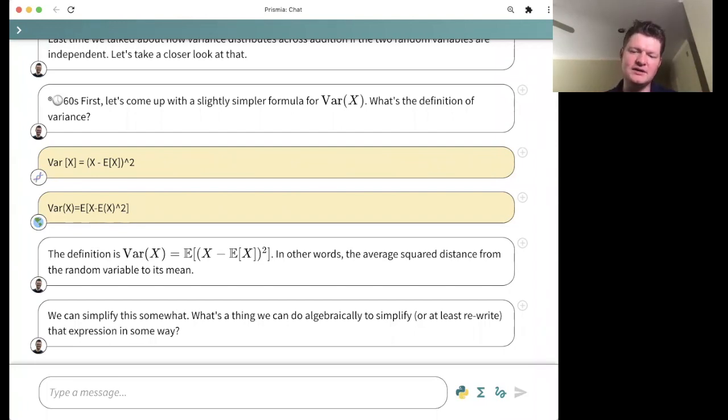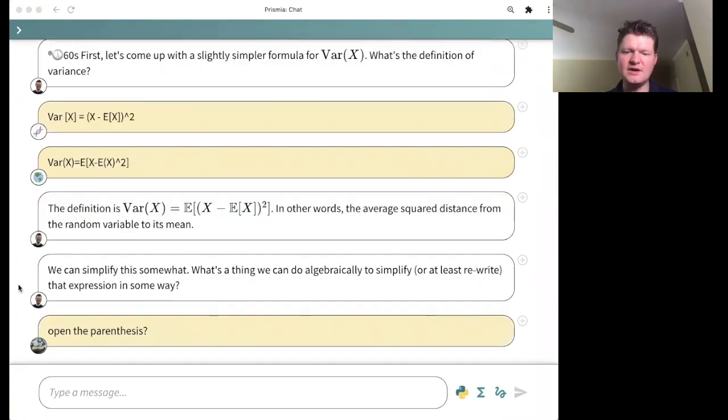What is the one thing you look at that and you say, okay, well, I can do that for sure? Okay, so the idea is we have a value minus some other value and it's being squared. So that's definitely a thing we can write in a different way using some basic algebra.